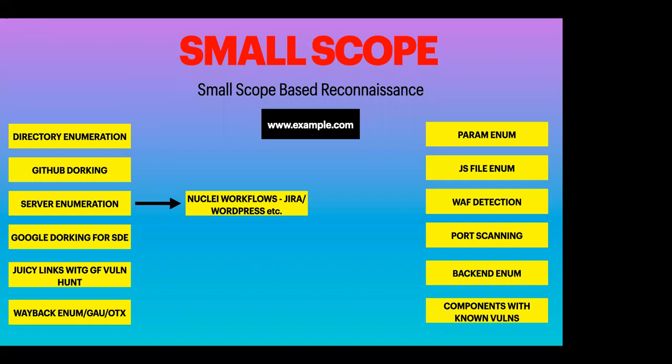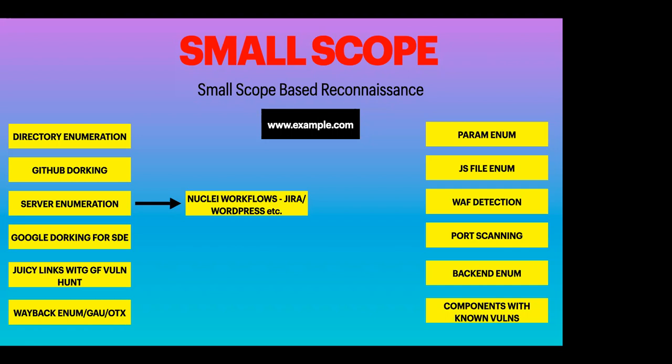Okay, so here I have added how we approach a program based on scopes in bug bounties, as you can see over here. This is a small scope program. A small scope program means that there is one domain, which is www.example.com, and these are the things we can do on such a program. I will share the slides at the end as well, so you can take a reference and replicate all the steps whenever you do your hunting journey. We can start with directory enumeration, GitHub dorking, server enumeration, use nuclei, move on to Google dorking, and so on. These are the steps we can do whenever we do small scope based testing.